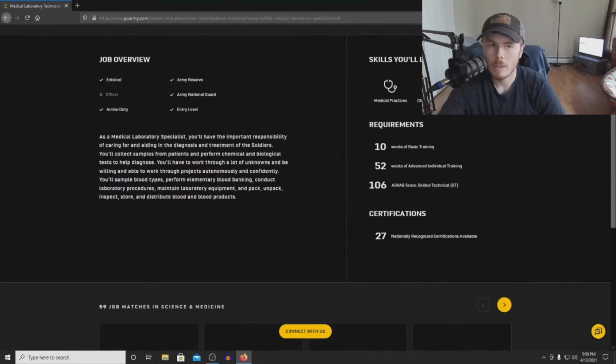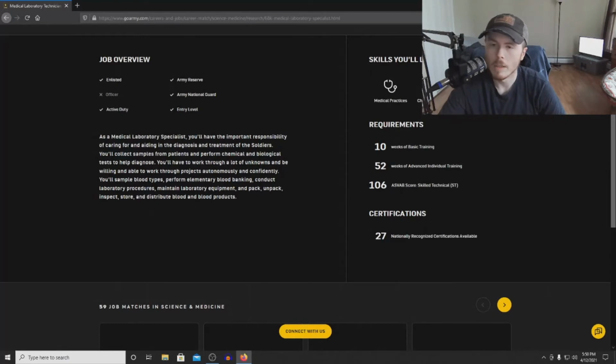Job overview. This is for who can possibly get this position. We have enlisted, active duty, Army Reserve, Army National Guard, and entry level. Entry level just means that it's an entry level job that anybody coming off the street can go in as enlisted into the United States military or United States Army.